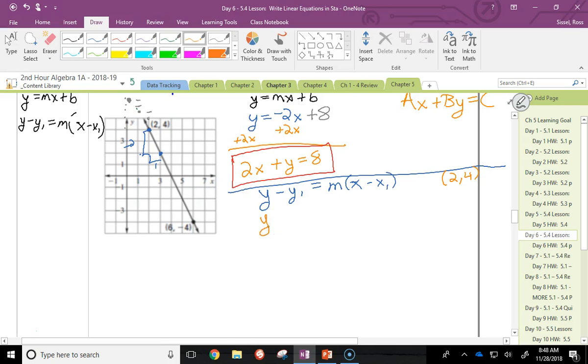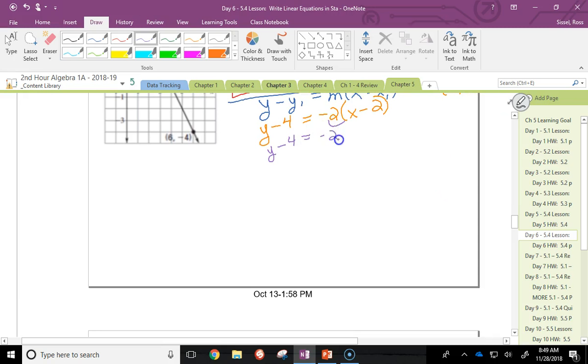Y minus y1 was 4. Equals, what was our slope that we already found? -2. X minus x1 is a 2. That right there is point slope form. We're done with point slope form. Now we have to finish this equation so we can get to standard form. I'm going to have to distribute. -2 is going to have to get distributed out.